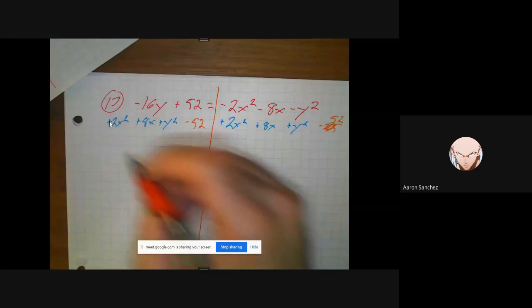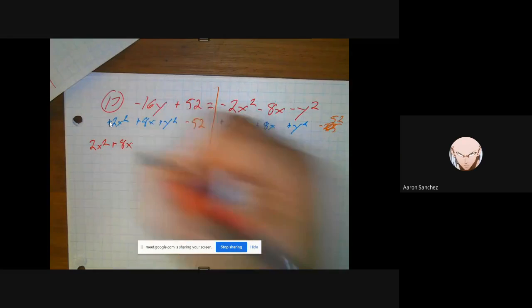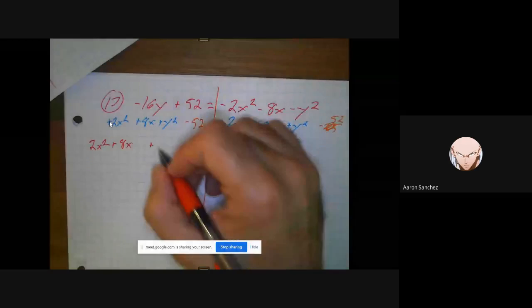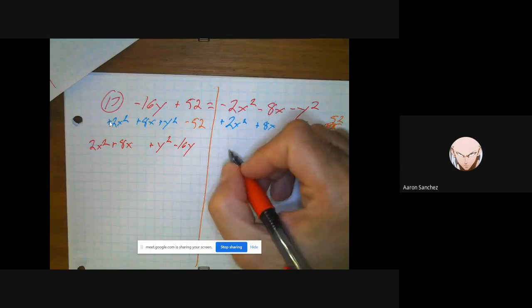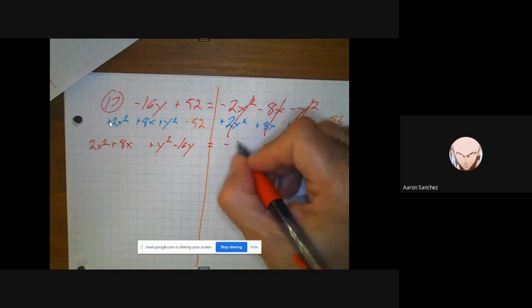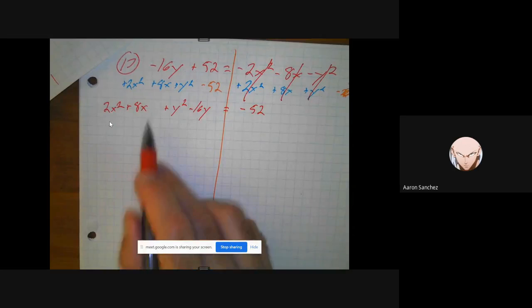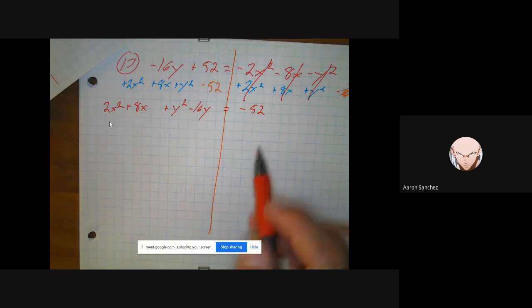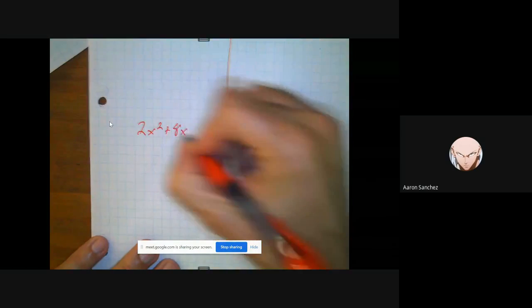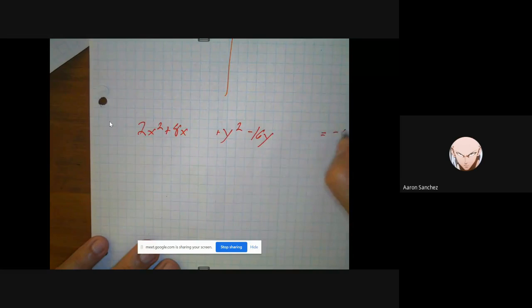So what that's going to look like is 2x squared plus 8x. I'm going to put all my x's and y's together, right? And then space, plus y squared minus 16y, space, equals negative 52. Okay, so see how I just put the x's on the left and the y's next to them. I left a little space here so I can complete the square. I don't like my line there. I want to get rid of that line, so I'm just going to go more below. Let me rewrite it here. So it looks like this. 2x squared plus 8x, space, plus y squared minus 16y, space, equals negative 52.